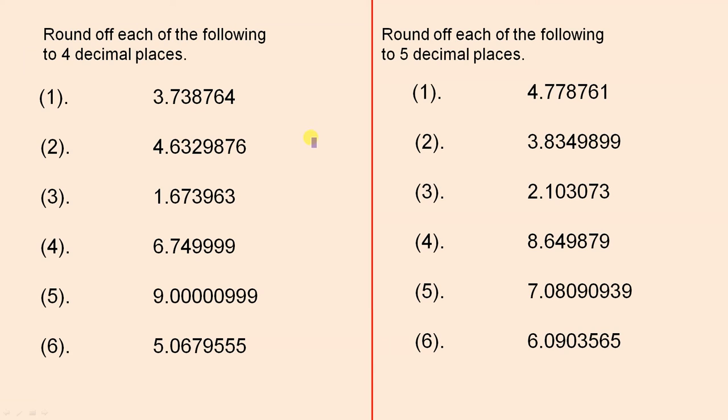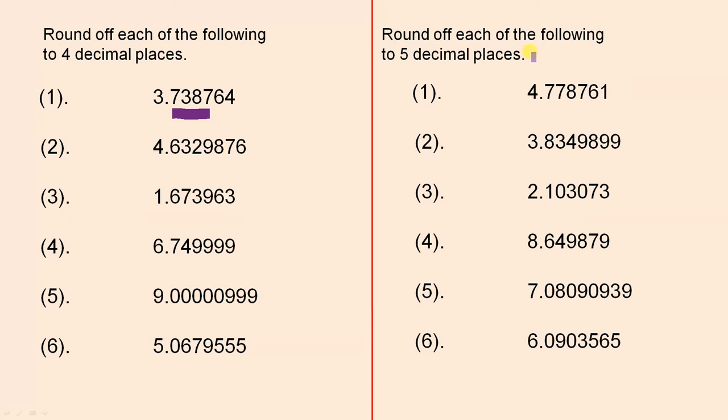Round off each of the following to 4 decimal places. This time, when you write the answer, you have to have 4 digits after the decimal point. That's what 4 decimal places means. Always look at the next one. That tells you what needs to be done with this digit.